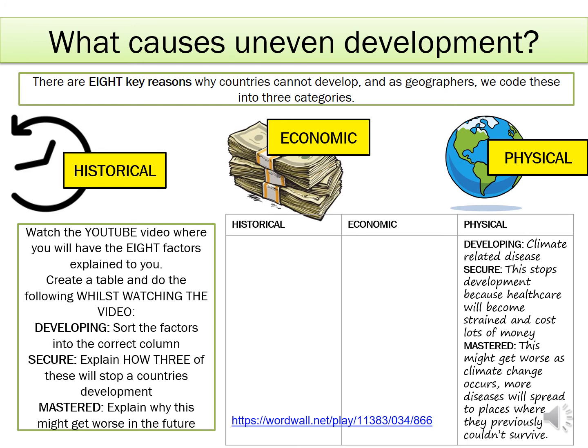Secure, I want you to pick 3 and explain how it will stop a country from getting richer. For mastered, I want you to think about which one would get the worse in the future and be able to explain why. There is also a word wall game attached to this task for you to check your understanding of the concepts that I have just spoken about.